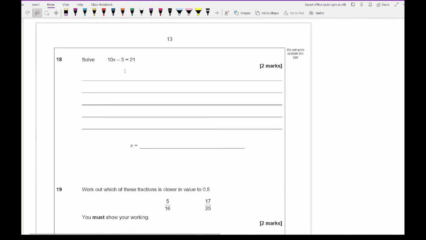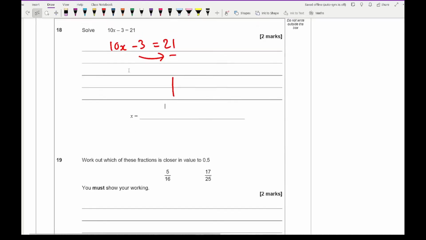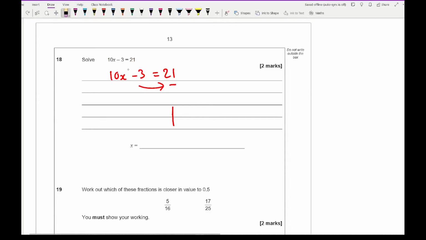Moving on to question 18, it says solve 10x minus 3 equals 21. So again, you want to get x by itself. So we add the 3. You know what's going on there. So we add the 3, in which we get 10x equals 24. And we divide by 10, which gives us an answer of 2.4.